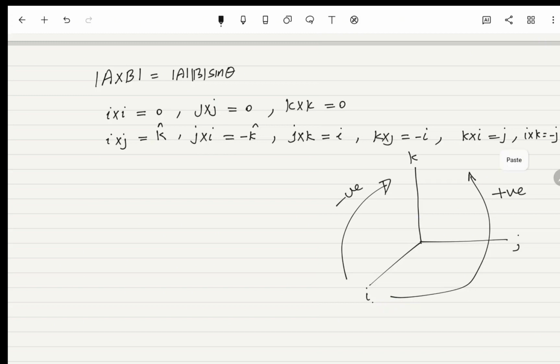A physical example of vector product is torque. Torque is defined as R cross F. Example: find A cross B in such a way that A equals 2I minus 2j minus 10k, and B equals minus I plus j plus 5k.